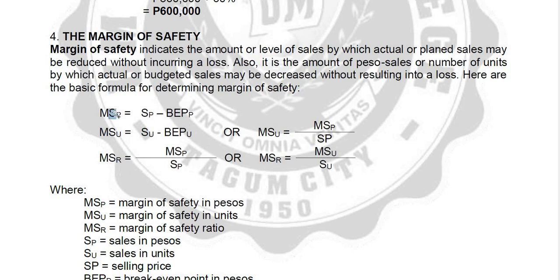So, ano yung formula niya? So, yung margin of safety mo is simply your sales in terms of peso value minus your break-even point in terms of peso value. Or, pwede rin per unit, yung margin of safety mo in terms of units is equivalent to your sales in terms of units. So your sales volume minus the break-even point in units. No, so ito ay margin of safety per unit. Ito naman margin of safety ratio. No, so ito yan ratio.